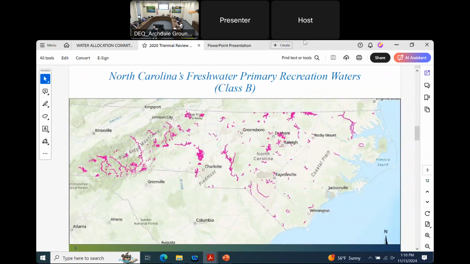So this slide just shows a brief overview of where in North Carolina the Class B waters are distributed. Just an important note, we're only talking today about the freshwater Class B primary recreation standards. There are saltwater primary recreation standards, Class SB. Those already have updated bacterial indicator criteria, so we're not discussing those today, and that's why you don't see any waters along the coast highlighted.